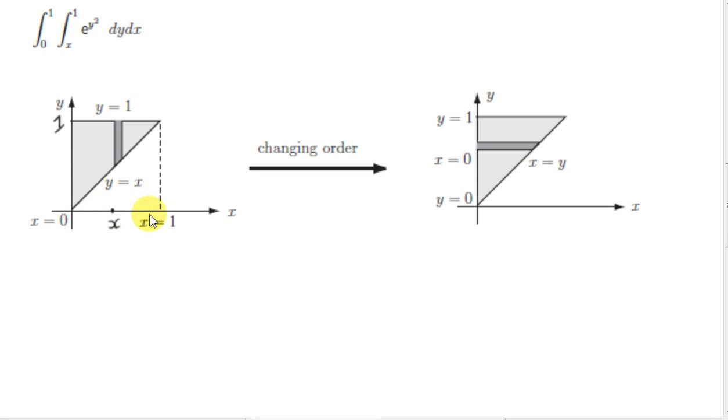So for a general point x between 0 and 1, the y value of this point is equal to x, but the y value of this point is plus 1. The y value is 1 for points anywhere on this horizontal line. So if we could evaluate this inner integral here, we would be getting the cross-sectional area under the surface e to the y squared in this vertical direction, from this point to this point here.